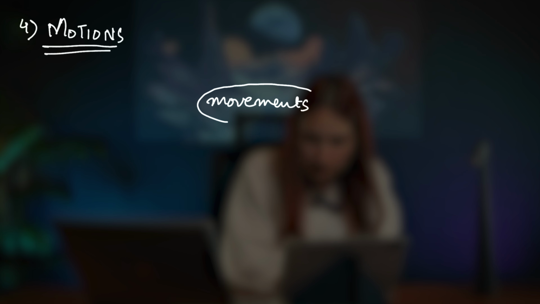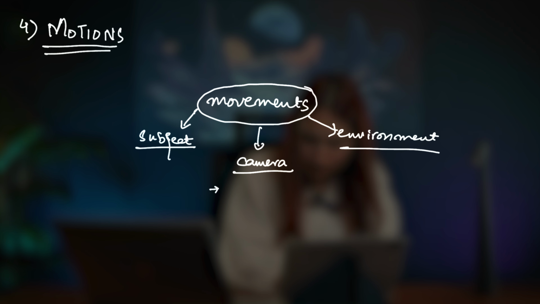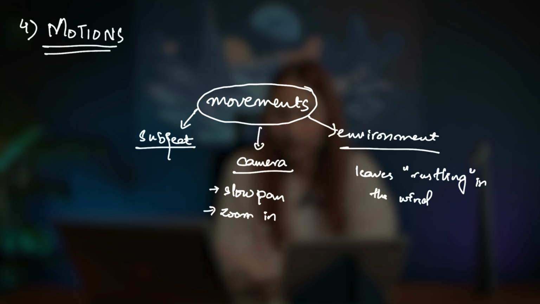Right, now finally, we have the game changer, that is the motion. This is what makes the video prompts different. Talk about the subject's movement, the camera movement, and even any movement related to the environment. Here, the keywords like slow pan, camera follows, zoom in, or leaves rustling in the wind help the AI create fluid, cinematic motion instead of some random flickers that you don't need.